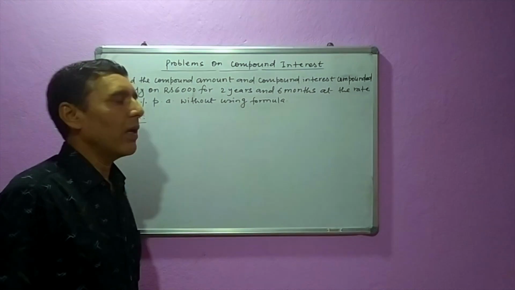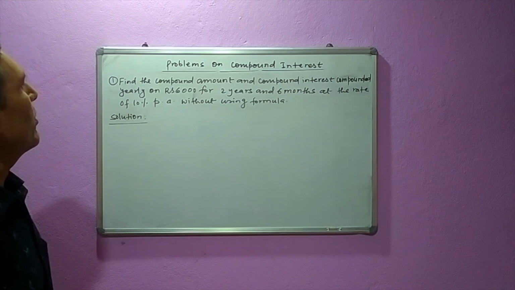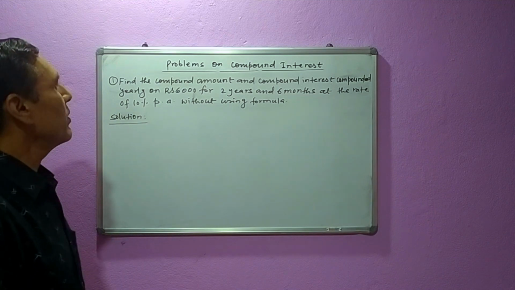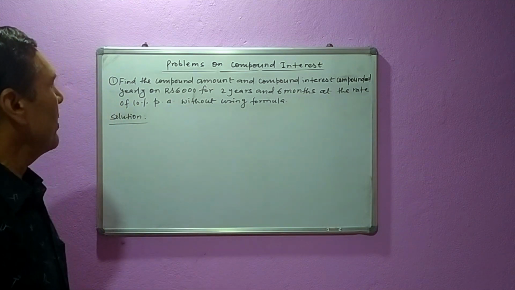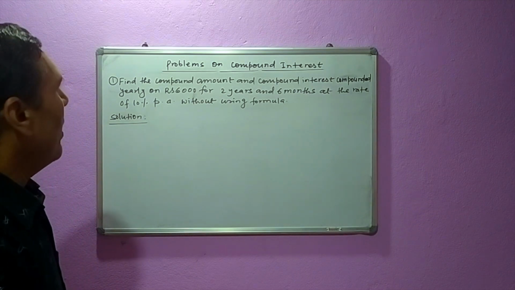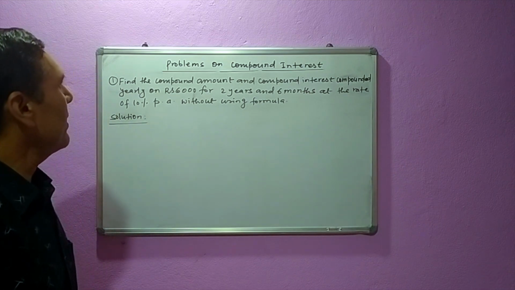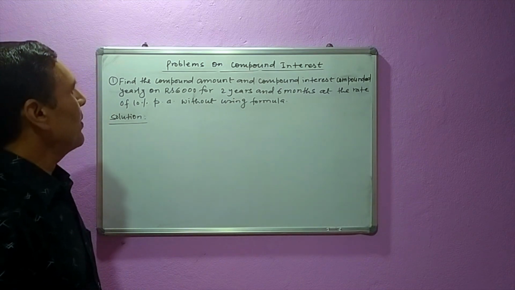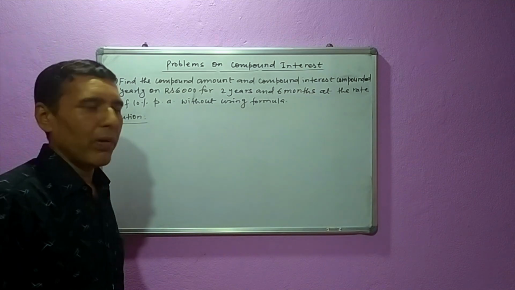Today we are going to solve some questions on compound interest. Our first question is like this. Find the compound amount and compound interest compounded yearly on rupees 6,000 for 2 years and 6 months at the rate of 10% per annum without using formula. Here the principal is rupees 6,000, time is 2 years and 6 months, and the rate of interest is 10% per annum. We are calculating the compound amount and compound interest without using formula, for yearly compounding.